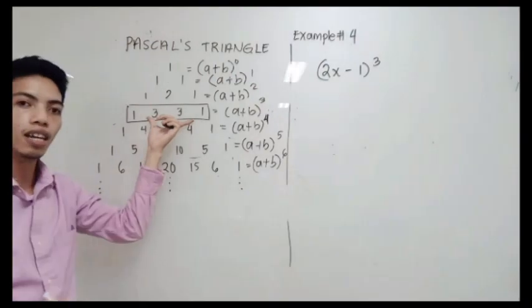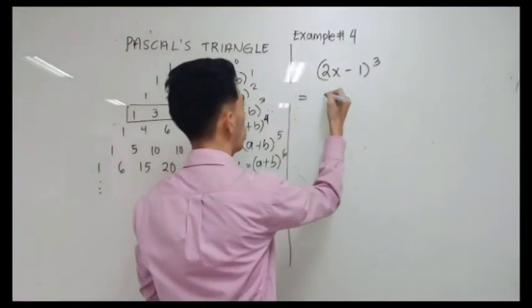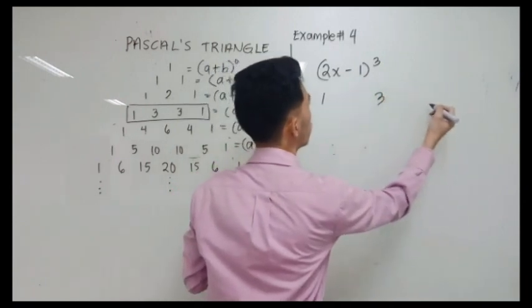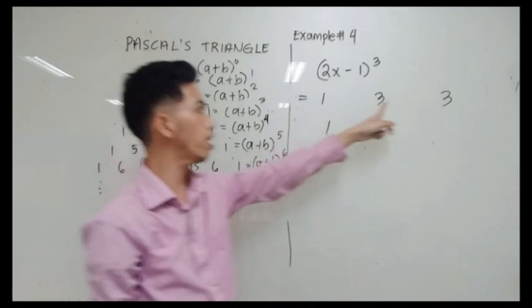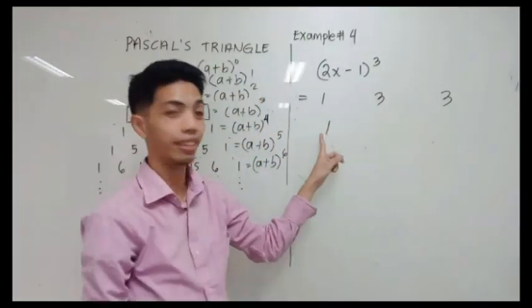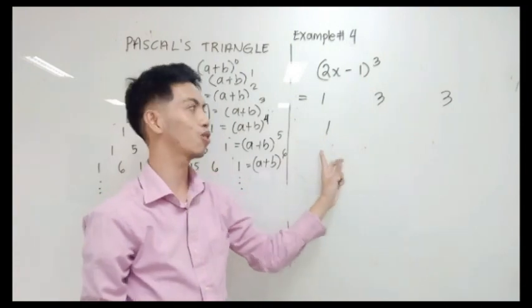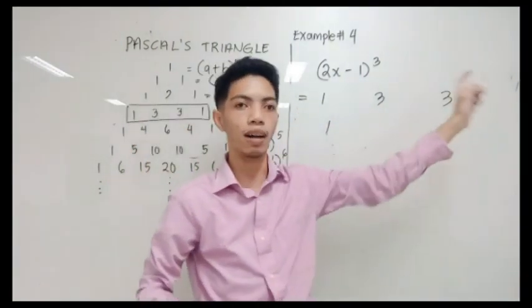So, first thing, isulat muna natin yung mga numerical coefficient. That's 1, 3, 3, 1. Okay? You have 1, 3, 3, 1. Pagpasensya nyo na, maliit lang ang board, kaya inilagay natin sa baba yung isang term. Pero normally, pag sinasagutan siya sa papel, isang diretso siya kapag ganun.